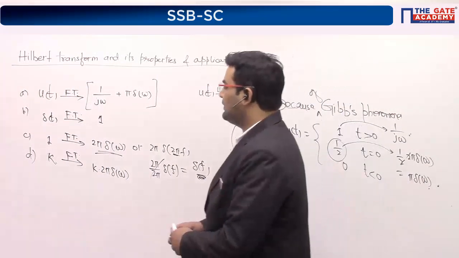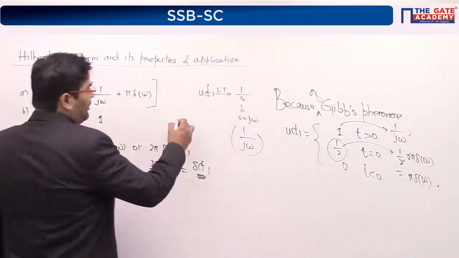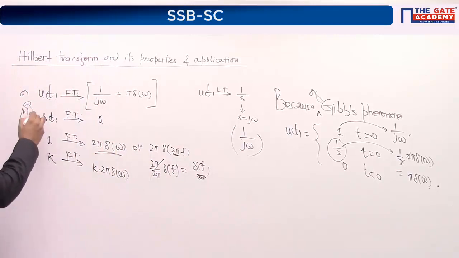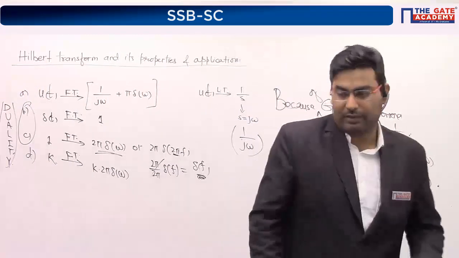So guys, this is possible. If you recall signals and systems, D and C are possible because of one concept known as duality. Duality is also known as symmetry in signals and systems. I hope you know that. So please note it down and revise.